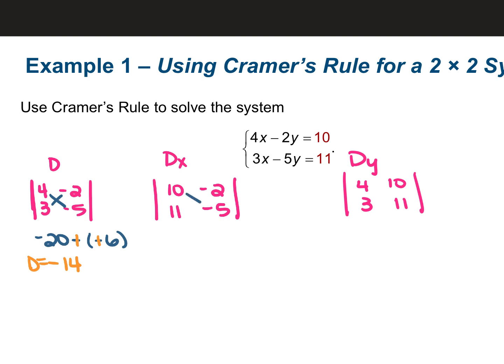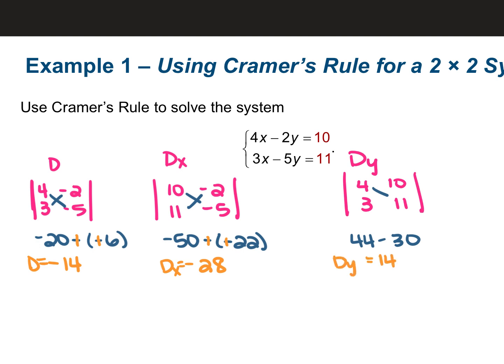For D sub x, multiply your 10 times negative 5, that's negative 50. 11 times negative 2 is negative 22. Again, double negatives turn to positives, so you have negative 50 plus 22, which gives us a negative 28. And again, that's D sub x. Then for D sub y, do your 4 times 11, which is 44, minus 3 times 10, which is 30. 44 minus 30 is 14 for D sub y.